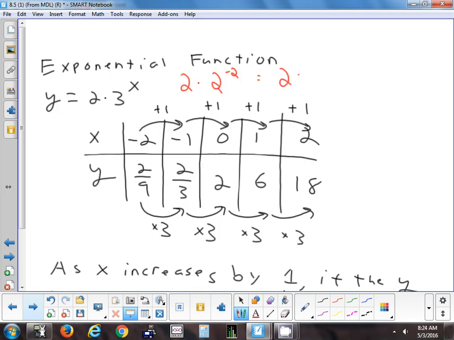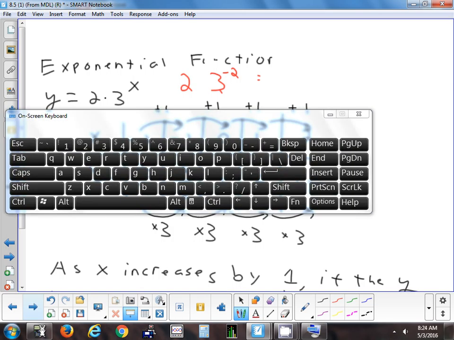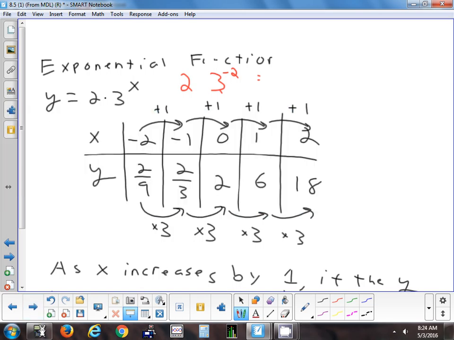Mr. Wright? Huh? 3, I'm sorry. We got 3 to the -2. So what do I have to do with that 3, or that exponent, to make it positive? We did this yesterday. Anybody remember? Put it over, okay, I'm going to start by putting it over 1.